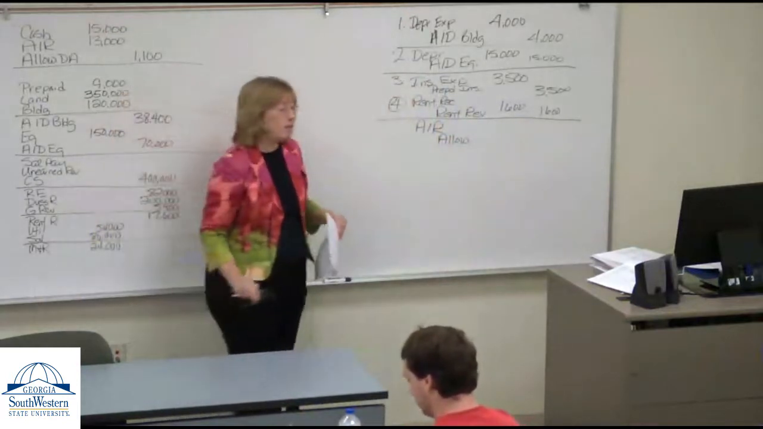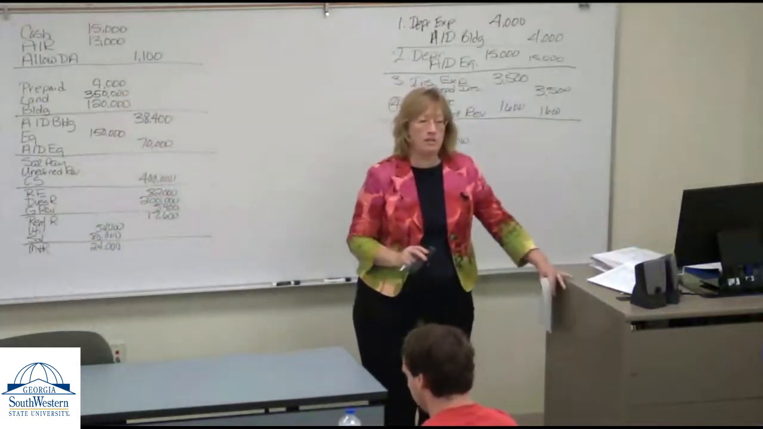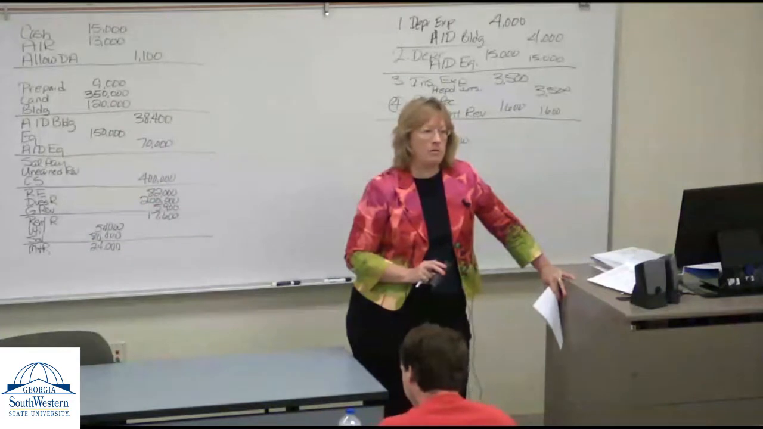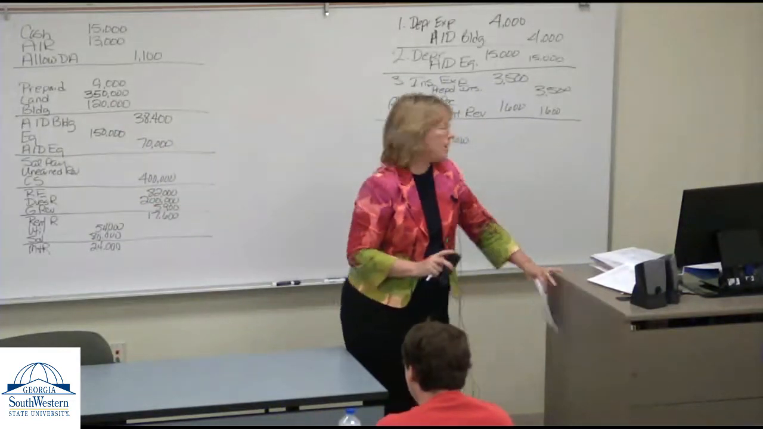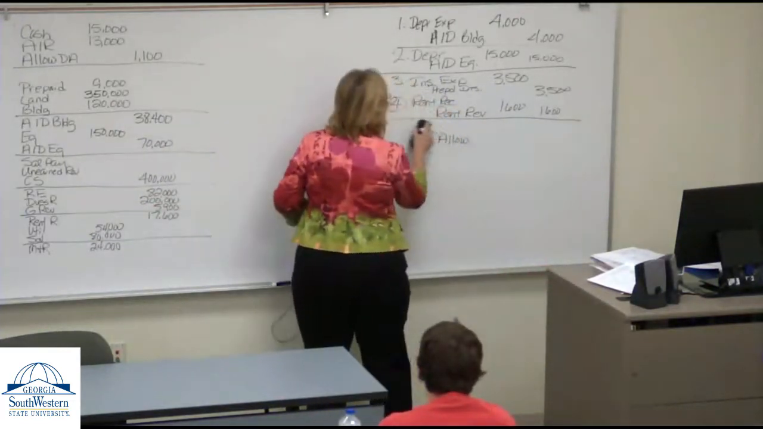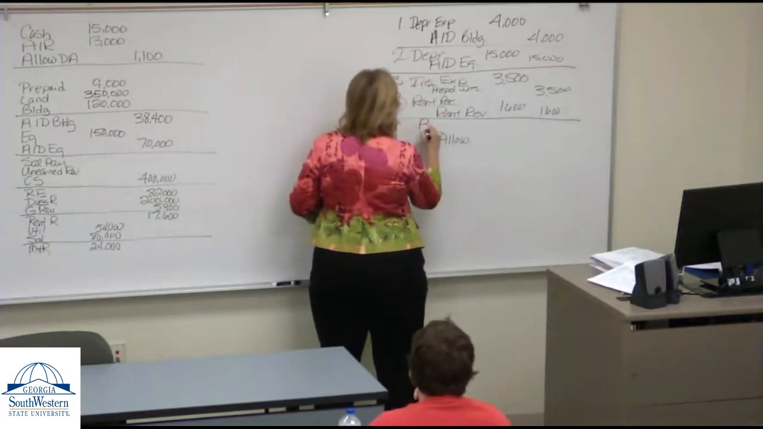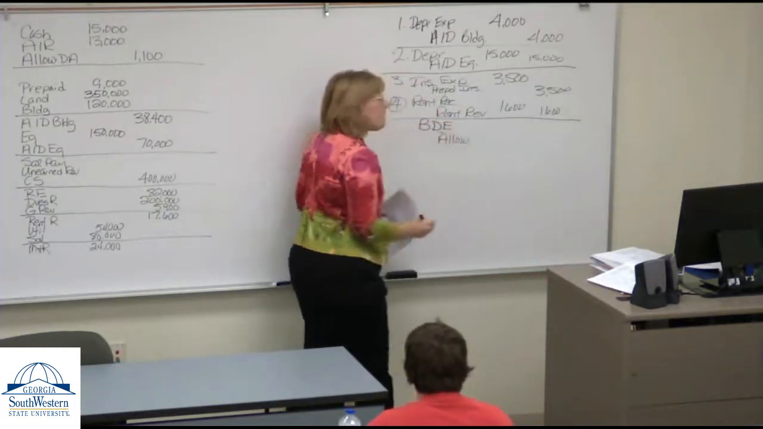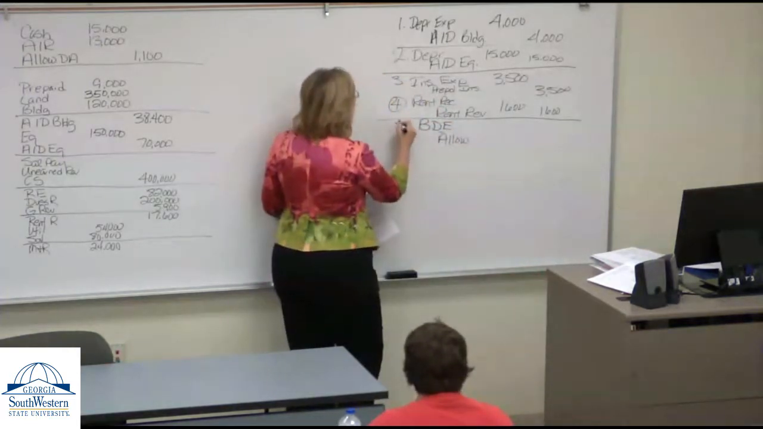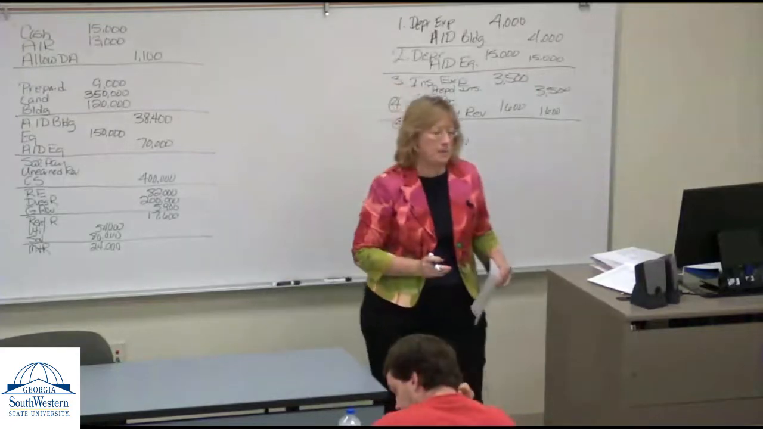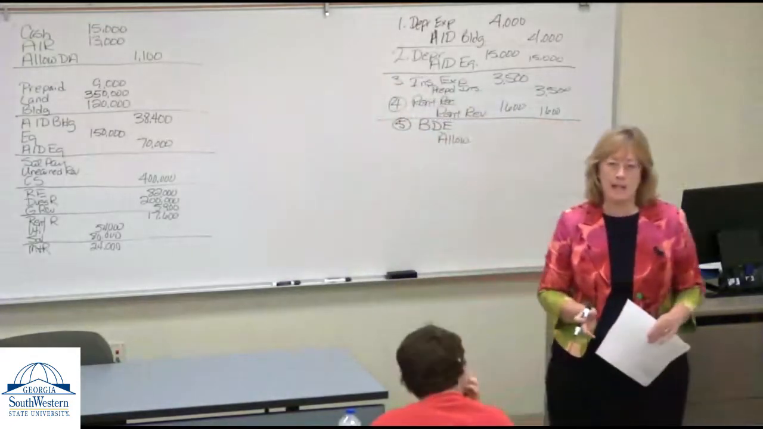So now what are we doing? Like on your journal entry, what are we going to debit and credit? Debit bad debt expense. Okay. Credit allowance for doubtful accounts. Right. See, we're expensing something. Okay, let's think about that bad debt expense entry again. Remember we did that last time.